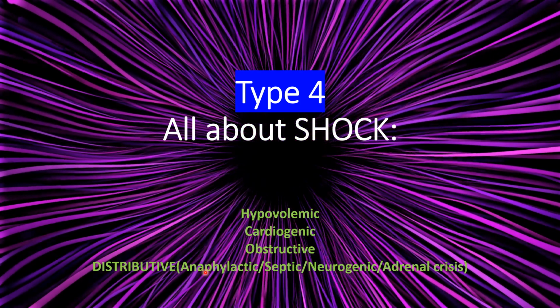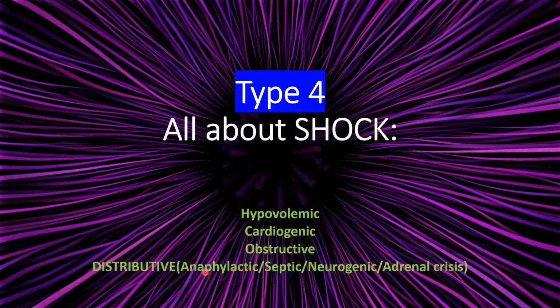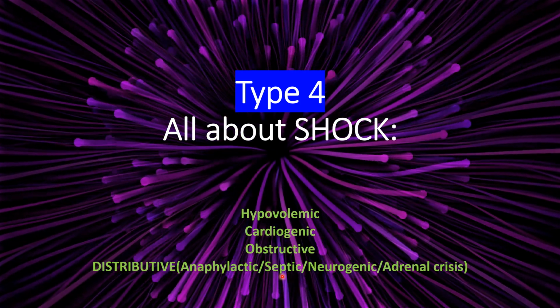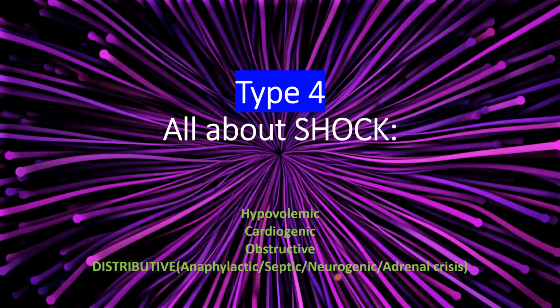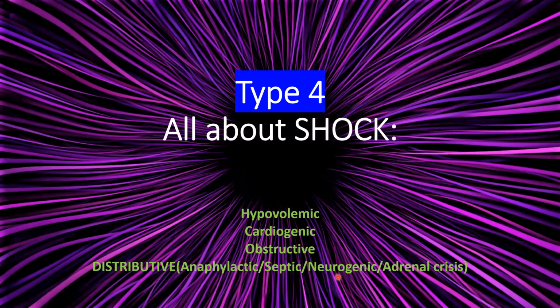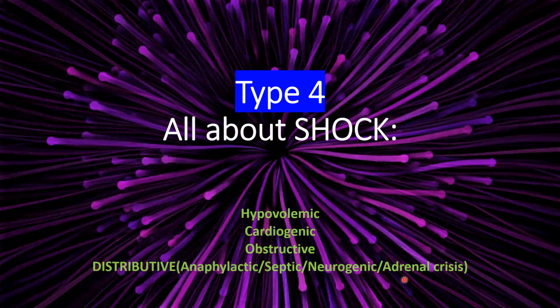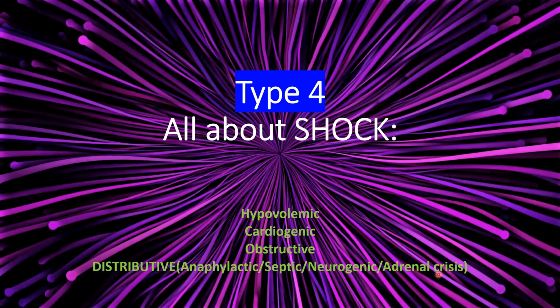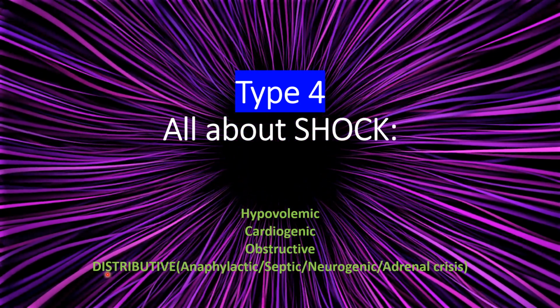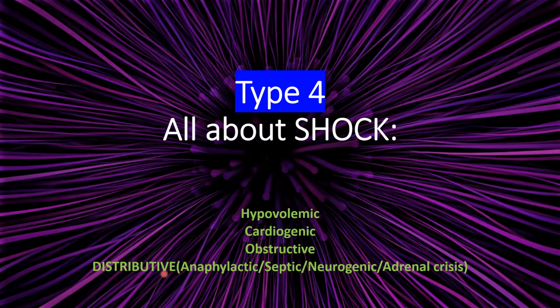Distributive could be any of these: either anaphylactic as a result of allergies, septic from infection, neurogenic from damage to the nervous system, particularly the spinal cord, and of course adrenal crisis. All these will constitute distributive shock.